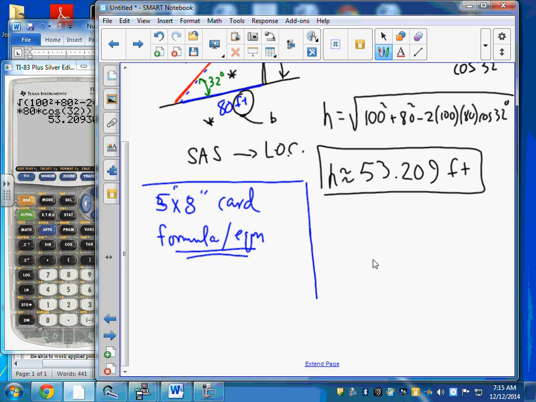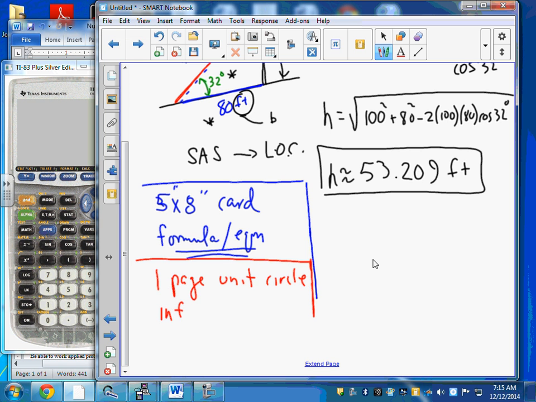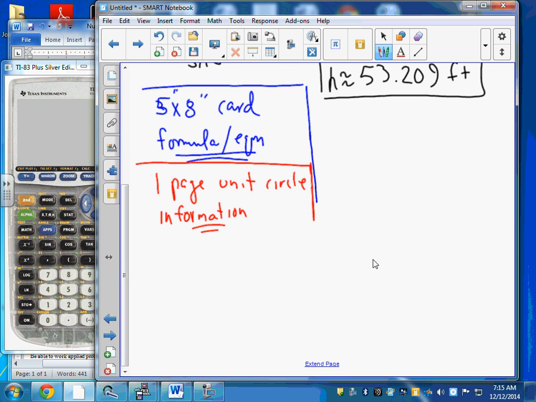I need to caution you here, there will be one section of the exam. We'll do this at the very beginning. There'll be one page which is just unit circle information, like we did way back on one of the earlier videos. For that particular one, you do not have your card. So make sure you have that information memorized cold, so that you know it by heart.